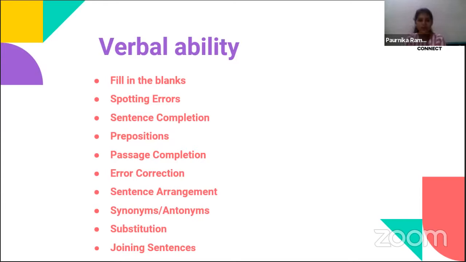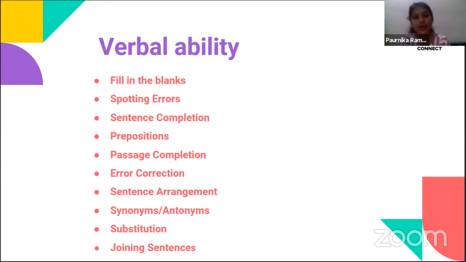So the next one, sentence completion. It is also similar to the fill in the blank section, where you have to complete the sentence with the most appropriate word or sentence that is given in the MCQ. Prepositions, passage completion, again, error correction, sentence arrangement.